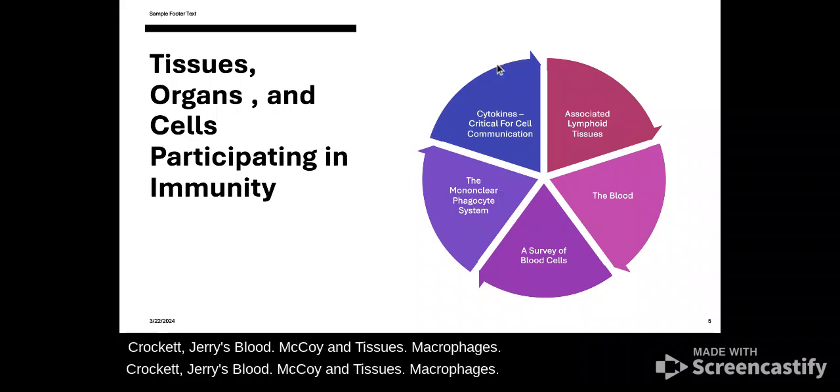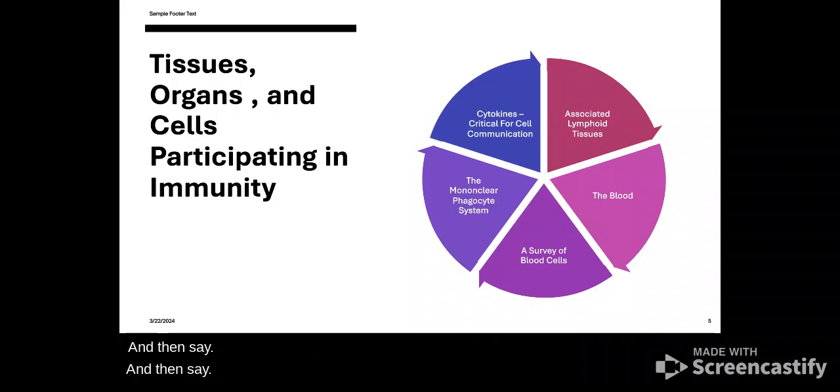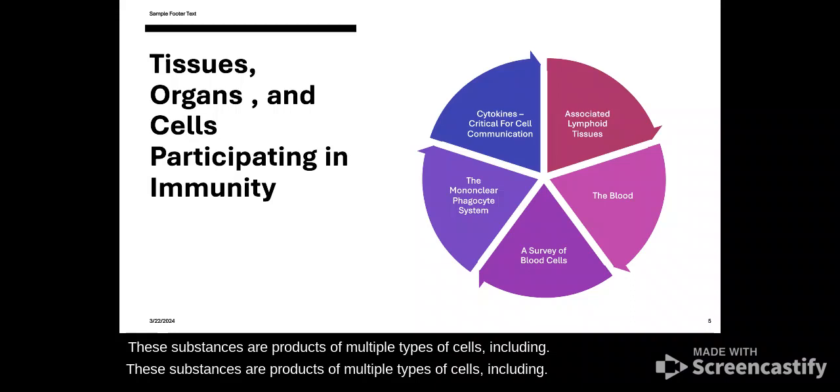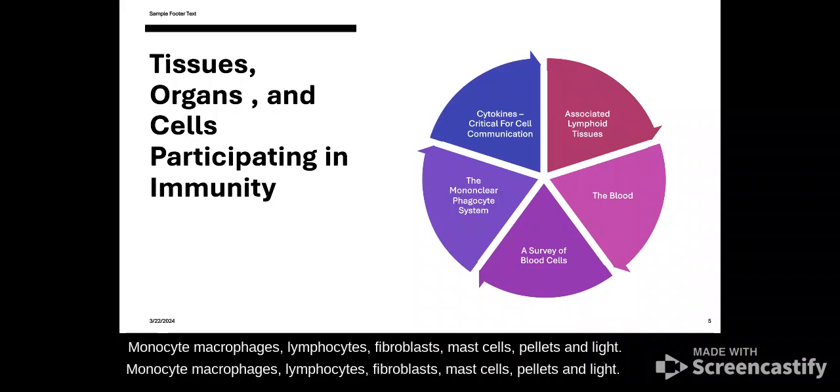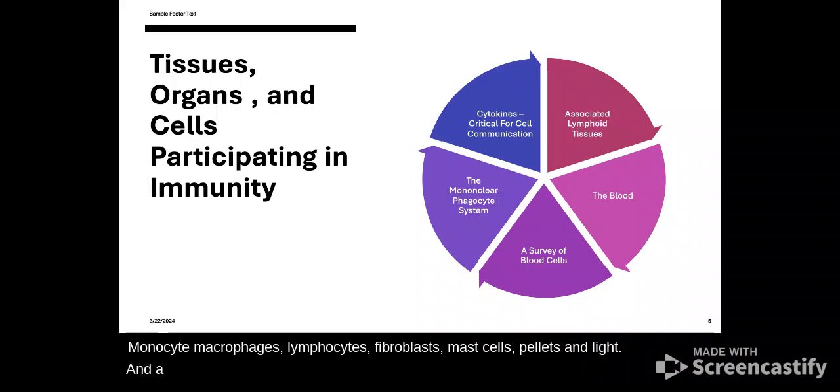And then cytokines, critical for cell communication. These substances are products of multiple types of cells, including monocytes, macrophages, lymphocytes, fibroblasts, mast cells, platelets, and the lining of blood vessels. That's a lot.